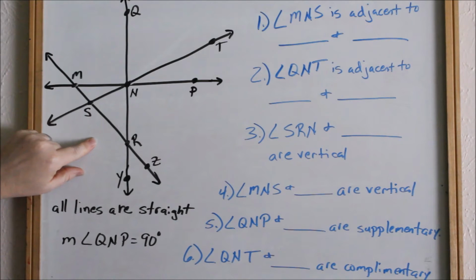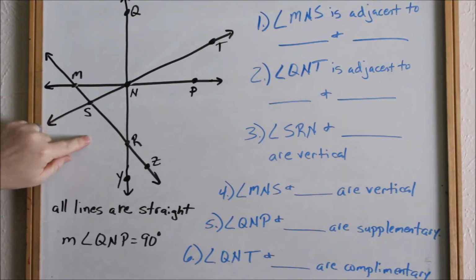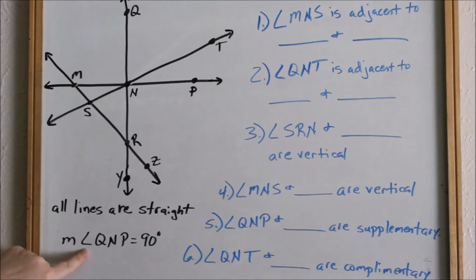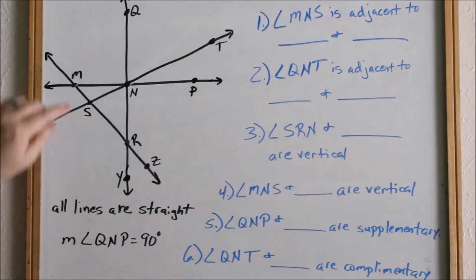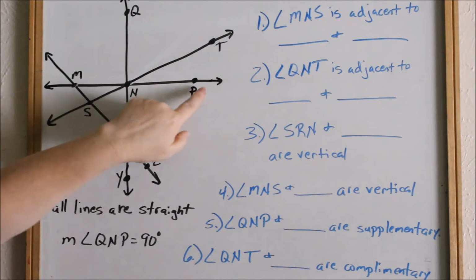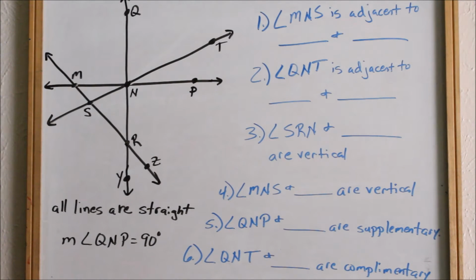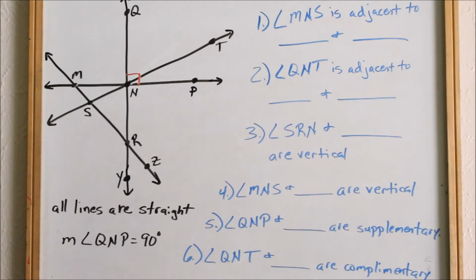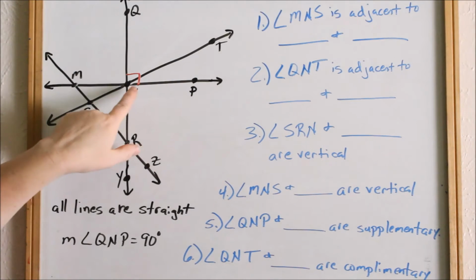Okay, always look at your figure first, and then read the givens. One of the things the given says, all lines that look straight are straight, meaning straight lines are straight angles, and a straight angle is 180 degrees. Then it says that the measure of angle QNP is 90 degrees. QNP, so if I follow QNP, that angle is 90 degrees. So I'm going to mark it on my picture. I always mark all my right angles with the right angle symbol because QNP is a right angle.